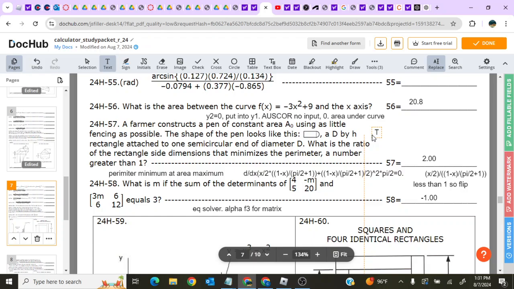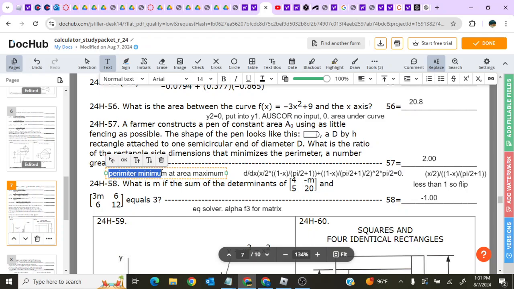57. This is going to be pretty hard to explain, but I'll try my best. A farmer constructs a pen of constant area A, using as little fencing as possible. The shape of the pen looks like that, a rectangle with a semicircle at the end. Now, what is the ratio of the rectangle side dimensions, as a number greater than 1, that minimizes the perimeter? Well, I'll try to explain as best I can, but the point at which the perimeter is the minimum has the same side dimensions as the point where the area is maximum.